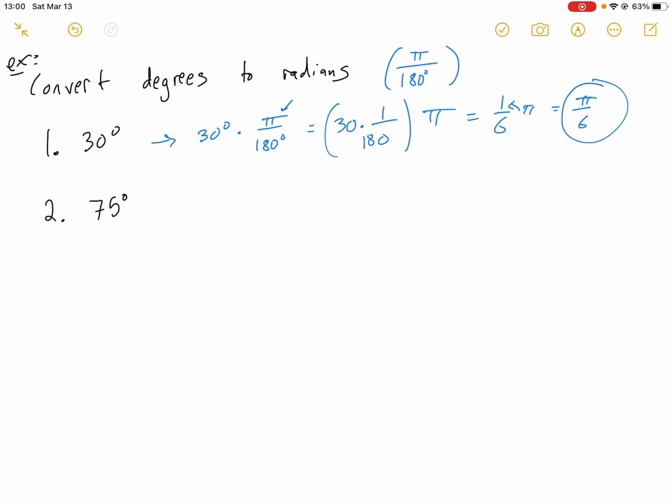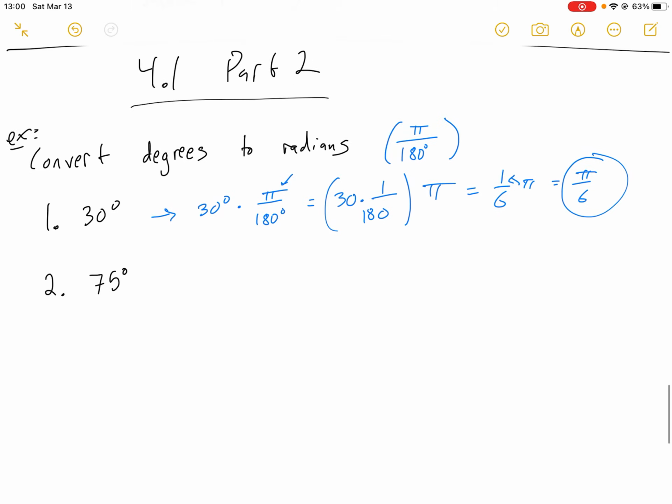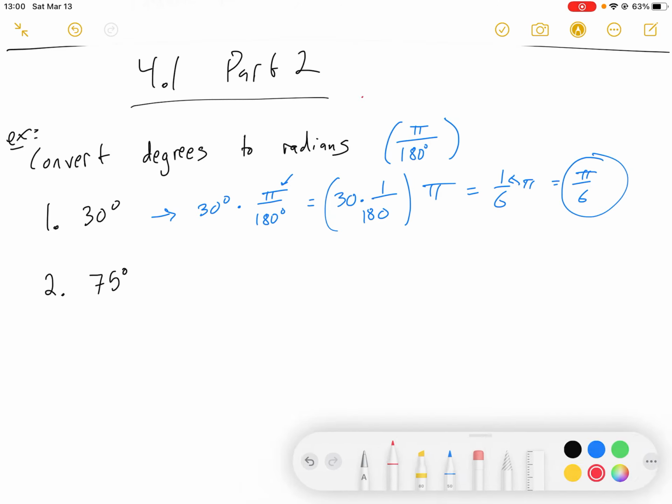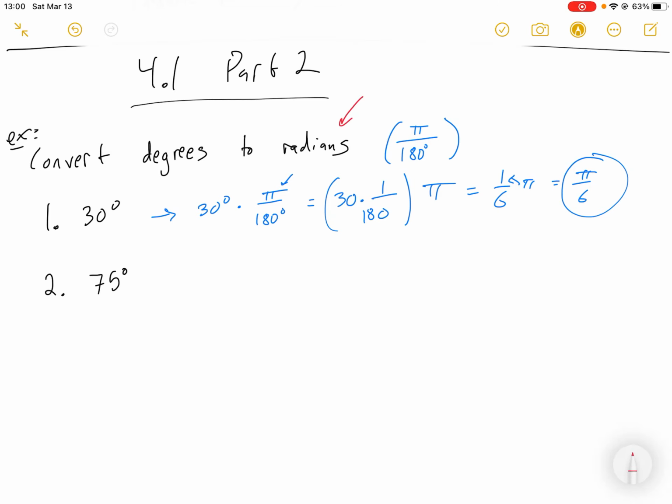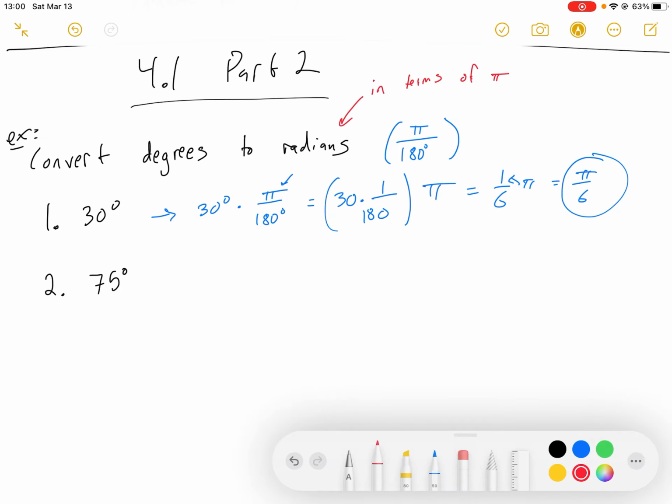I prefer this format, so I prefer you to leave your answer in terms of pi. And so usually what you'll see on a problem, and if I forget, just assume it is, but I'll also write in terms of pi.